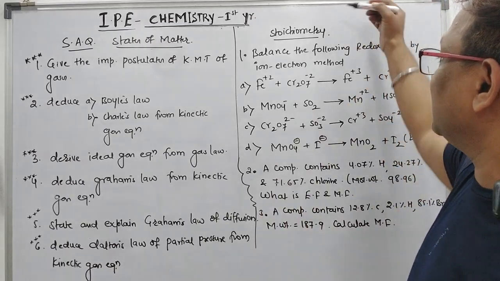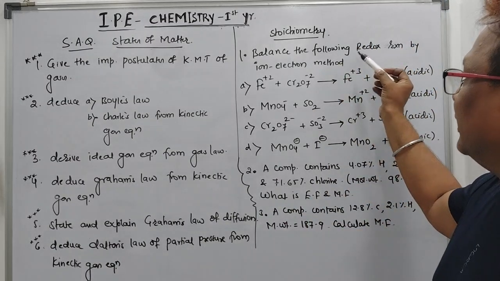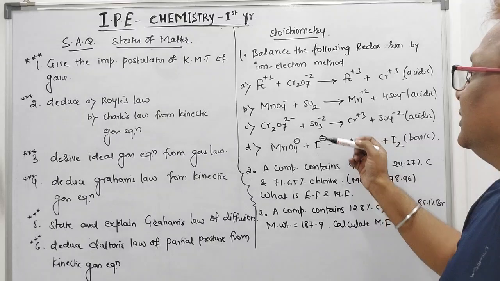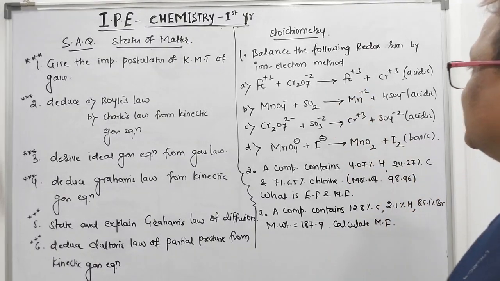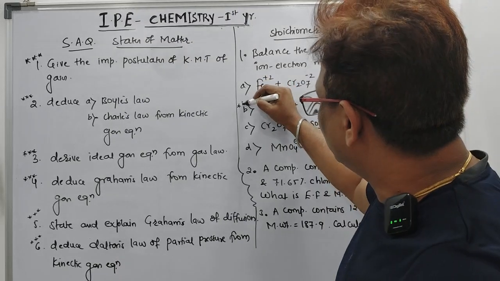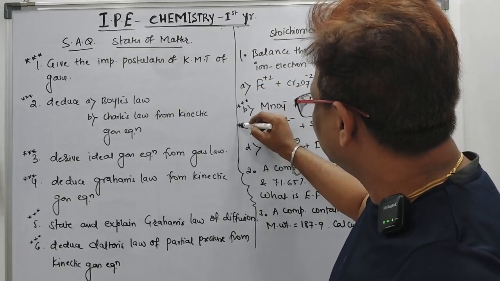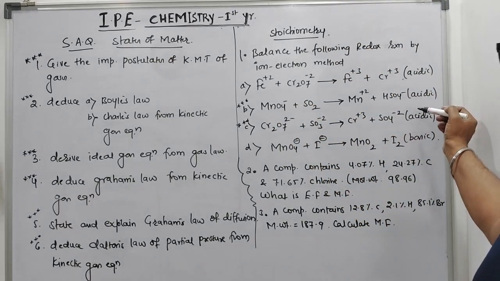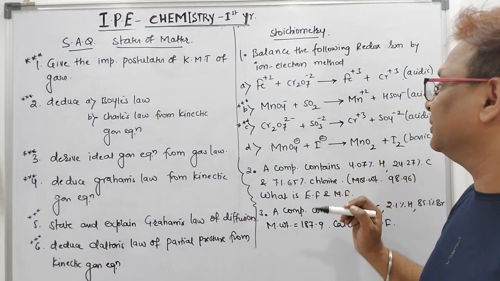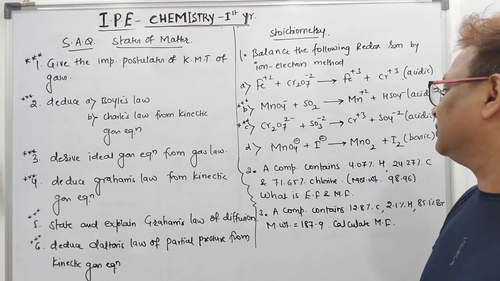Next one is stoichiometry: balance the following redox reactions by the ion electron method. First one, second one, third one, fourth one. Among these, these 2 are very important. You practice acid, because the first 3 are in acidic and the last one is in basic medium. This B and C are very important.